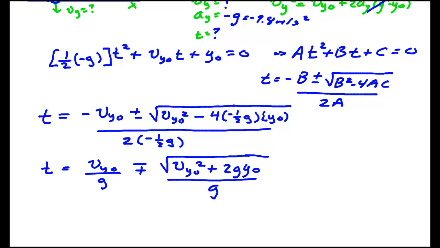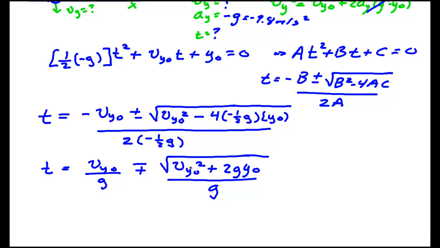over g. Now here's the thing that I want to look at. This term will be positive. This term that we're going to be adding or subtracting, this is positive, but it's going to be bigger than vy naught over g, because if this was 0, this would be the square root of vy naught squared, which would give vy naught over g, but we're adding something. So this numerator is bigger than vy naught. If we subtract, we're going to end up with a negative time.